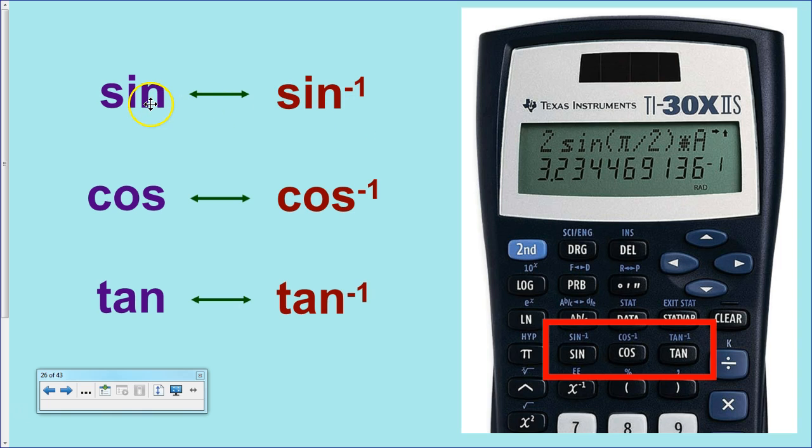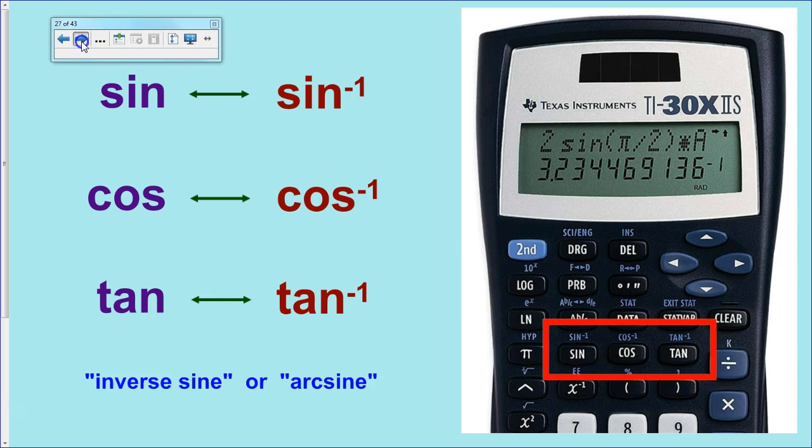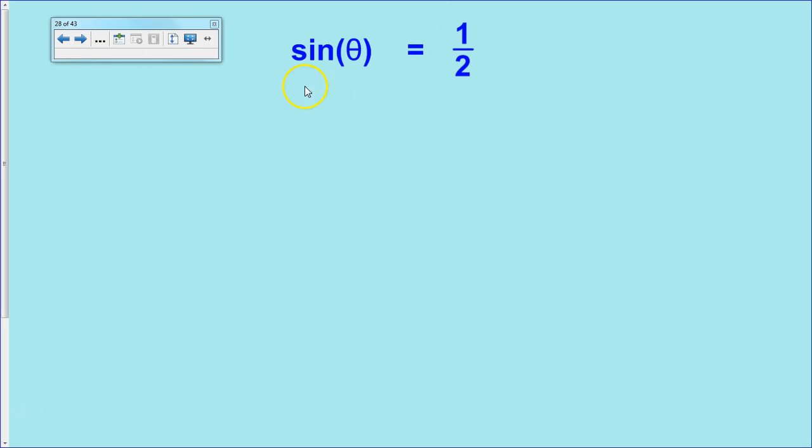If you want to get rid of a sine function, you can take the inverse sine of both sides of the equation. And if you want to get rid of an inverse sine function, you can take the sine of both sides of the equation. These pairs of functions undo each other just like addition undoes subtraction, etc. So if we go back to our equation, we get this equation set up, and I want to get rid of that sine, so I'm going to apply the inverse sine function to both sides of the equation.